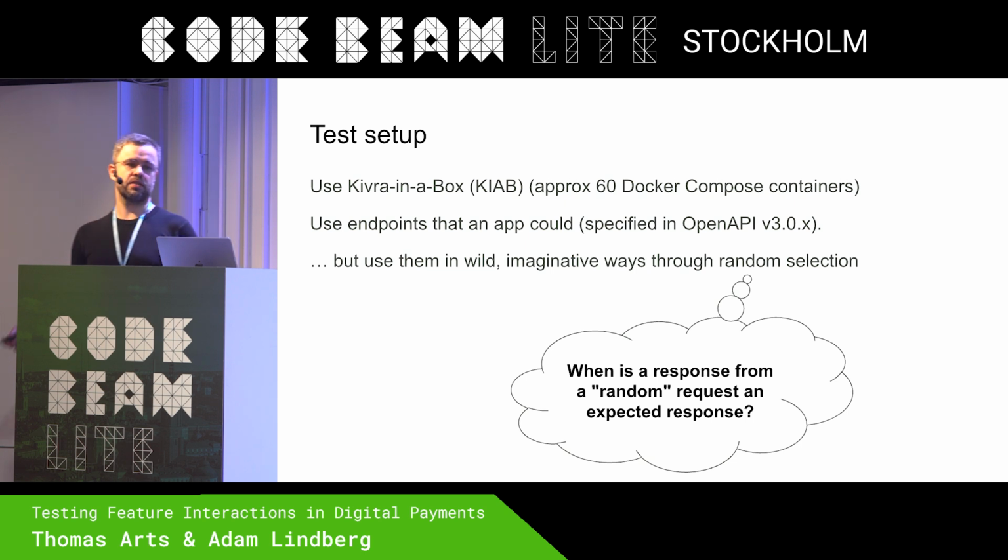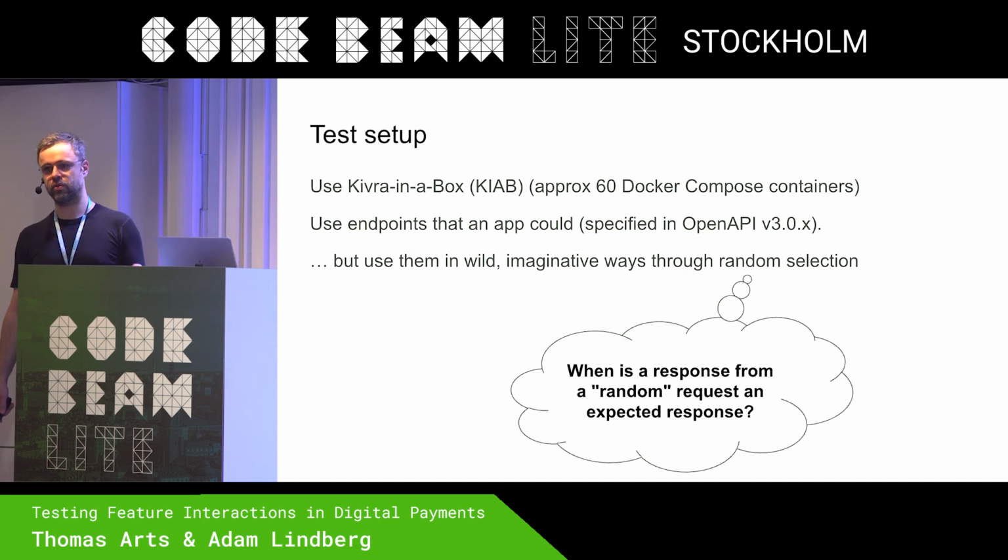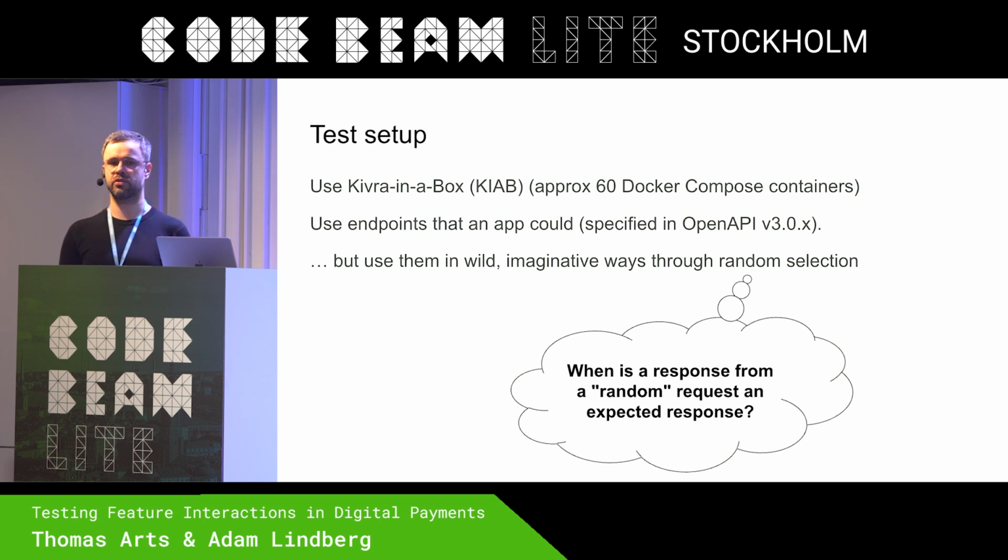We then test against endpoints that any app could use, so the OpenAPI spec that we had. The idea was, could a client actually do this? And if so, can we break or find faults in the system which clients theoretically could trigger? And then just try to randomize these things from a property that we defined.